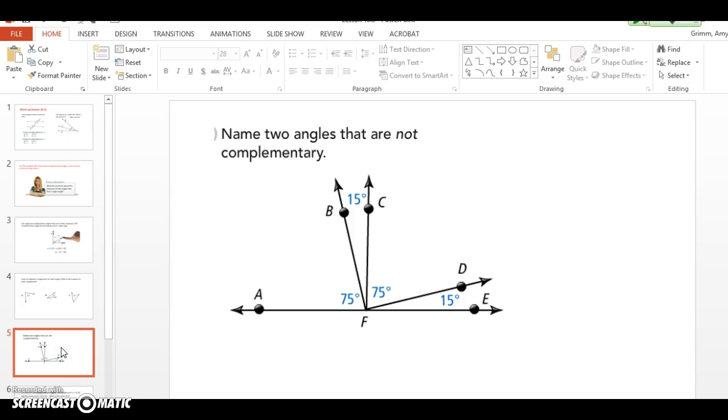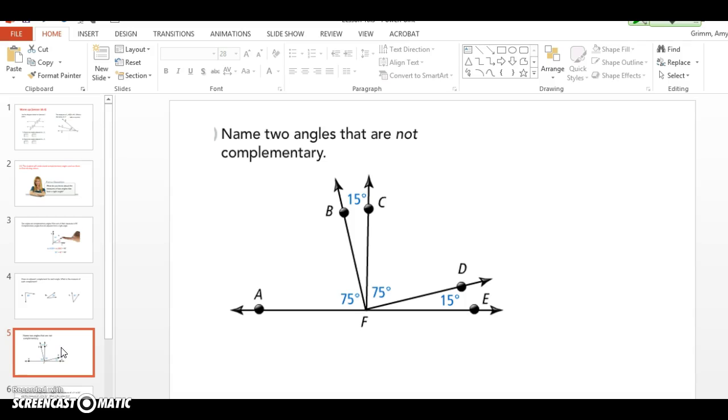All right, so we're going to name two angles that are not complementary. Now what word did they not use this time? They didn't use adjacent. So what does that mean? They don't have to share the same thing. Well, all of these share the vertex, don't they? They don't have to share a side. Very good. Because this does not use adjacent, you don't have to share a side. So, name two angles that are not complementary.